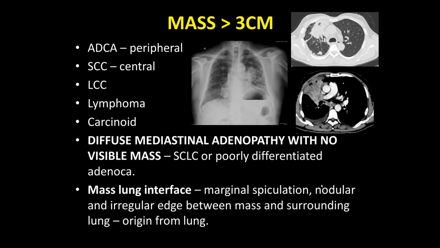The most common again is an adenocarcinoma. It can be peripheral or it can present as a central mass also. And squamous cell carcinoma is usually a central mass. Large cell carcinoma, again a necrotic mass, it can be peripheral. Then lymphoma can present as mass. Carcinoid can present as mass.